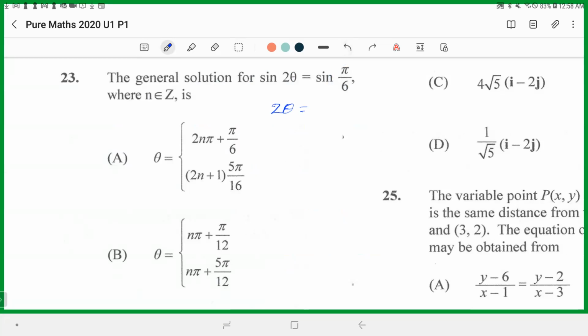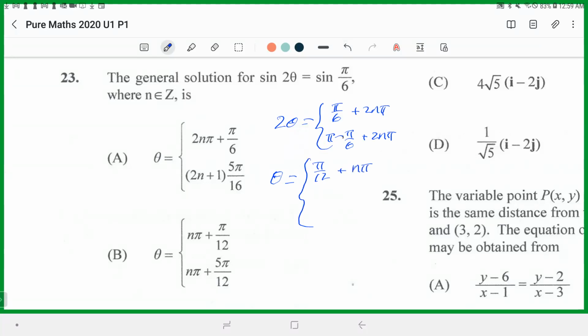So if I do the general solution, let's take a color. 2 theta is going to be the principal angle first, which is pi by 6, and then pi minus pi by 6 for the second quadrant, plus 2n pi here, and plus 2n pi here as well. And we're going to divide through by the 2, right? So theta is going to become pi by 12, and it's going to become n pi.